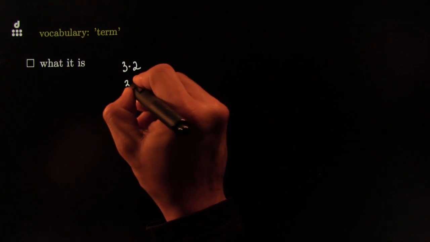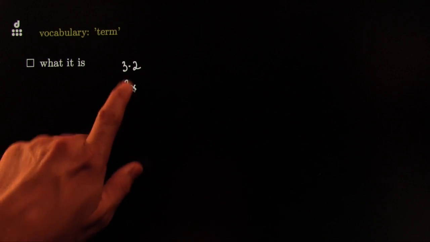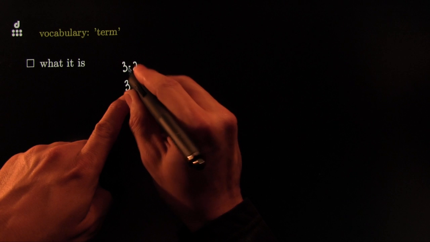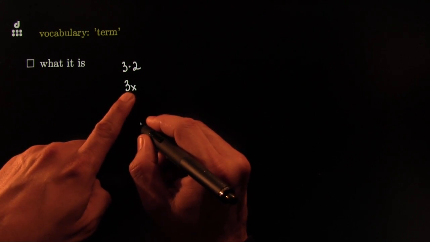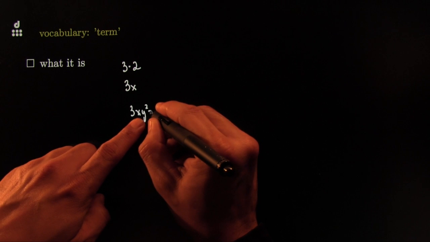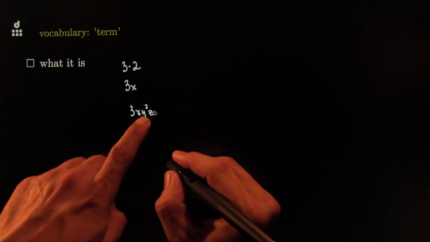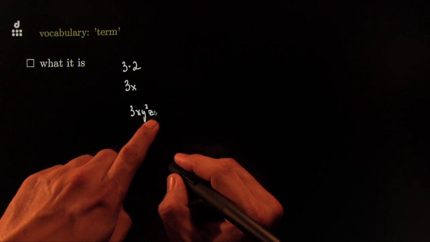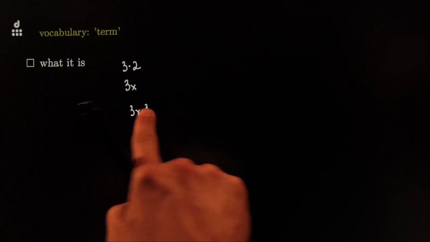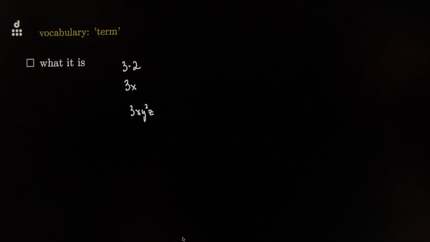Another one would be 3x. Even though you don't see the times there, that's because it's customary. Whenever there's no operation, the default one is times. That's called a term. If I have 3xy squared, I could have as many as I want here. They're all glued together with times, times, times, times. Everywhere in between here, there's no operation. So that's called one term. This is one term, this is one term, this is one term. Those are terms. A bunch of things being glued together with times.